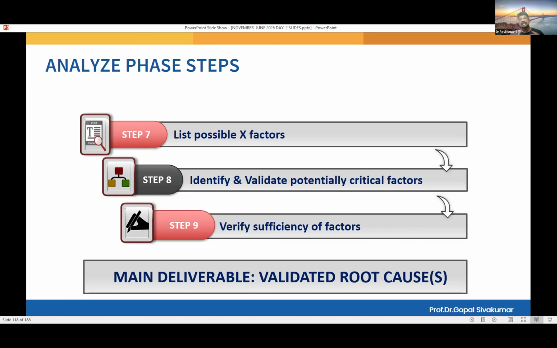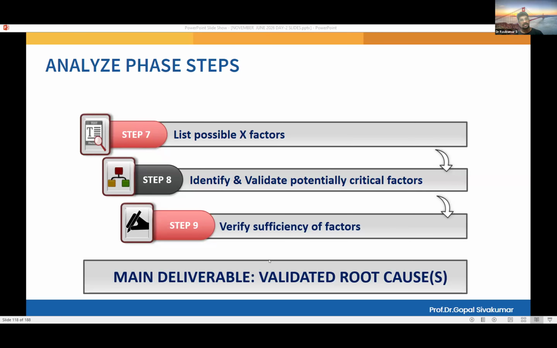The third one is, out of the potential causes, you have to list out the root causes. Okay, guys, we are going step by step. So, for verifying the root causes, you are going to use the hypothesis testing. As the name itself suggests, it is quite a hypothetical approach. So at the end of the analysis phase, you are going to find out the validated root cause.